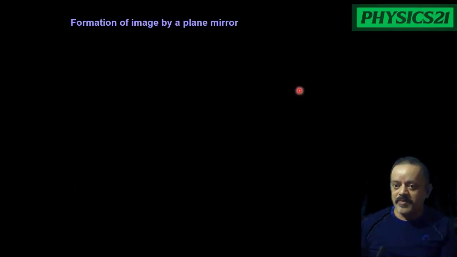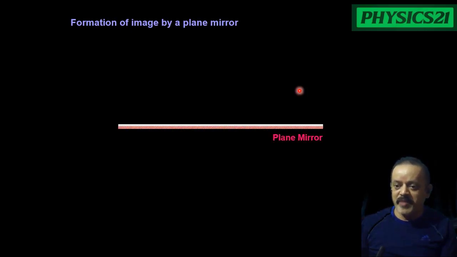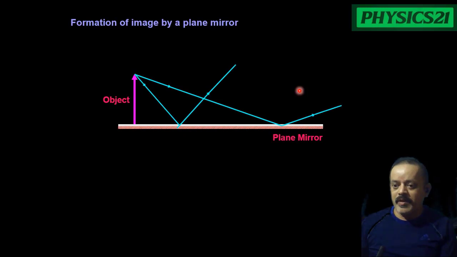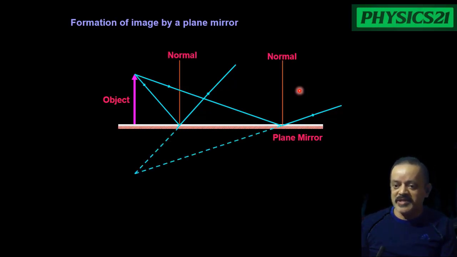Now the formation of image by a plane mirror. Let this be a plane mirror. An object is placed, then some rays coming from the object are incident on the plane mirror and reflected back. As we produce these rays in the backward direction, they intersect at a point, so we get the image. So in this diagram, this is the object and this is the image.